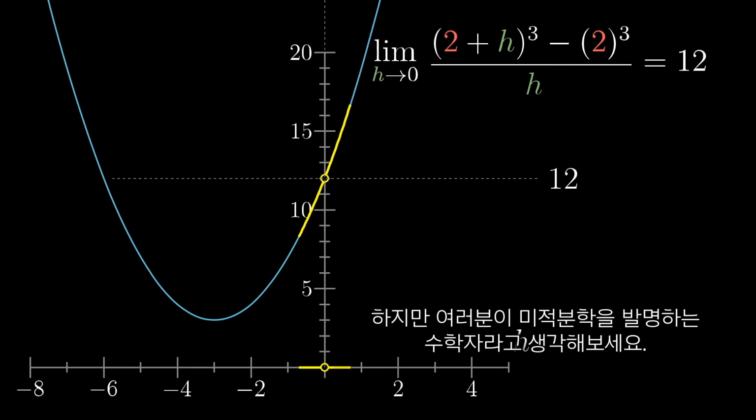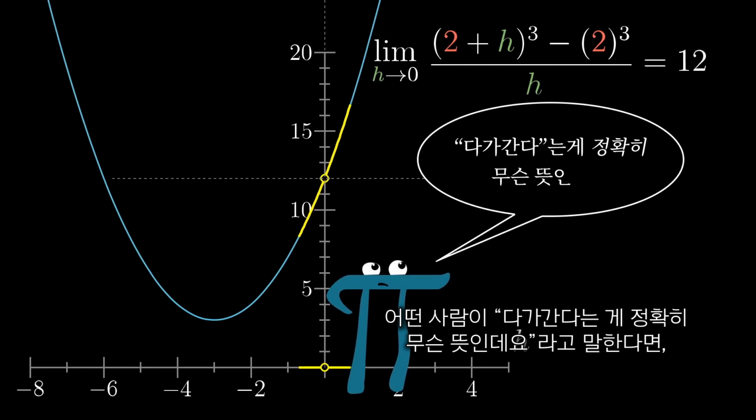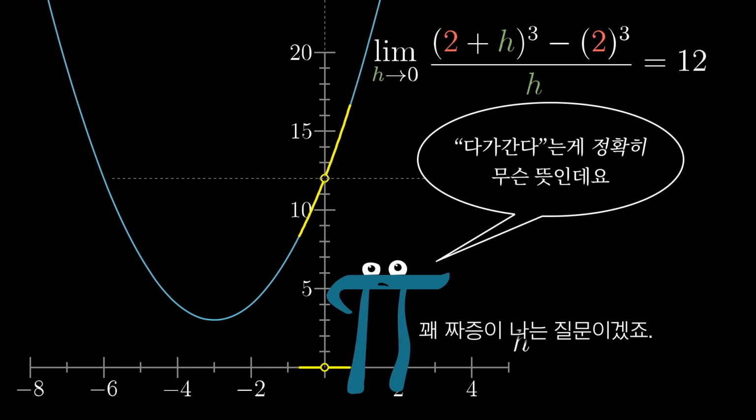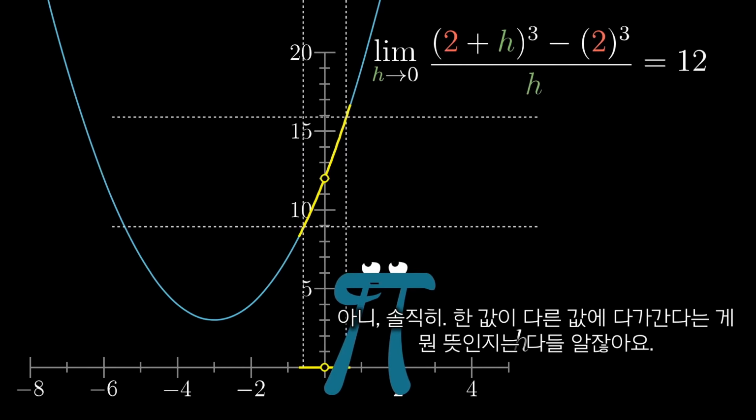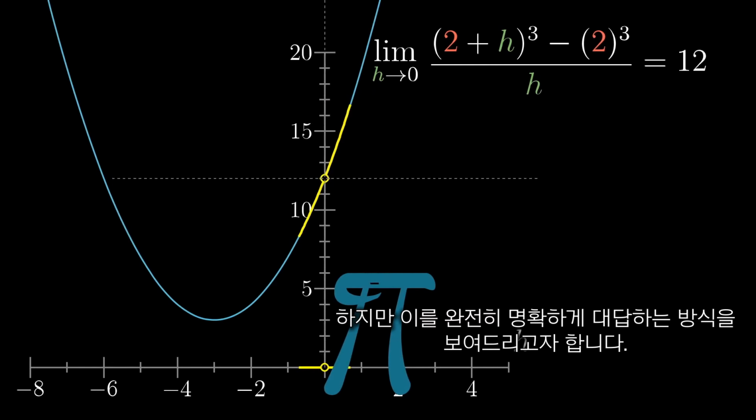But imagine that you are a mathematician inventing calculus, and someone skeptically asks you, well, what exactly do you mean by approach? That would be kind of an annoying question. I mean, come on, we all know what it means for one value to get closer to another. But let's start thinking about ways that you might be able to answer that person, completely unambiguously.